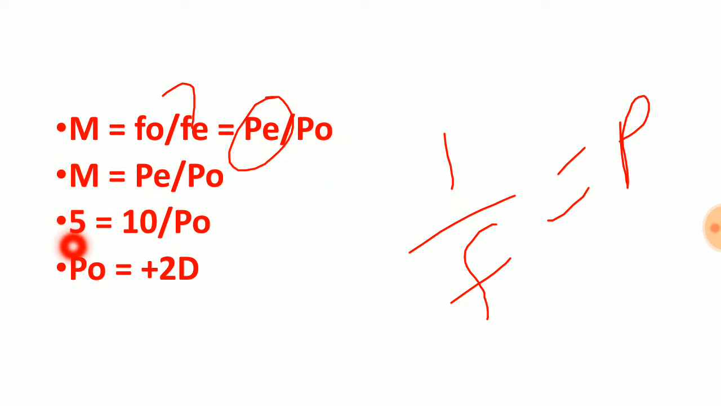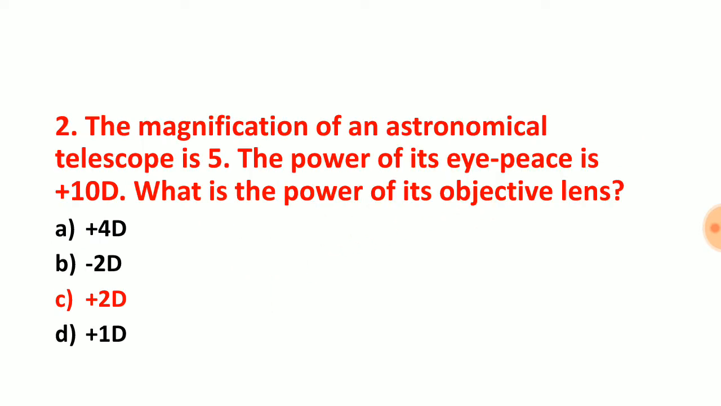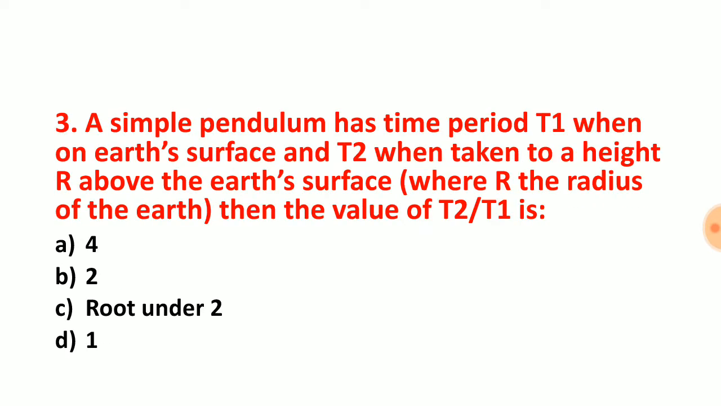Here our magnification is 5, power of eyepiece is 10, so we need to find power of objective. Power of objective is plus 2 diopter, which is option choice C. So option choice C is the correct answer for question number 2. Now let us see question number 3.